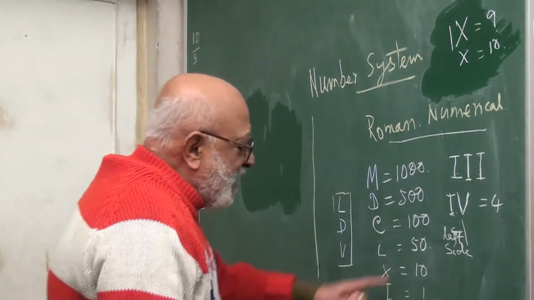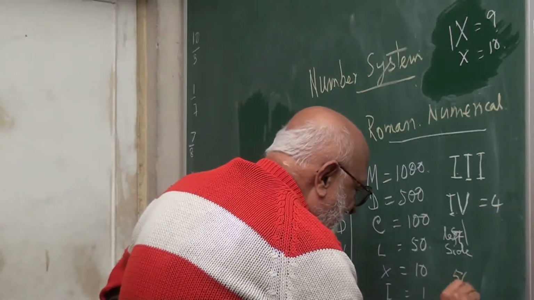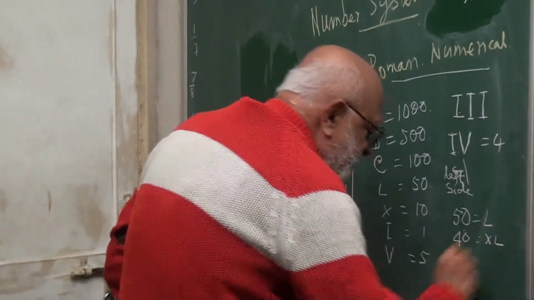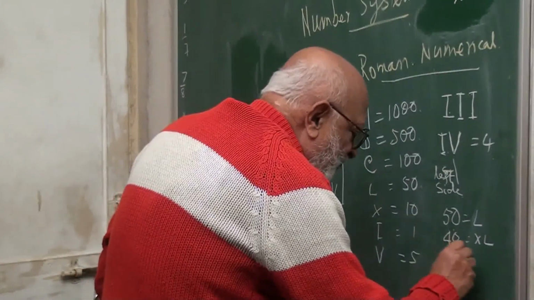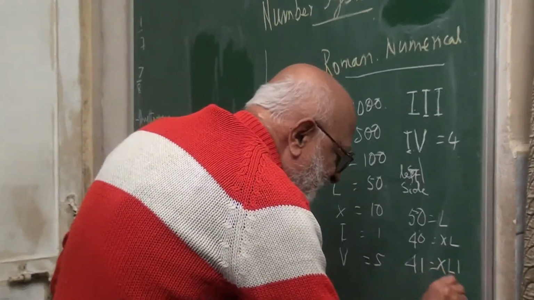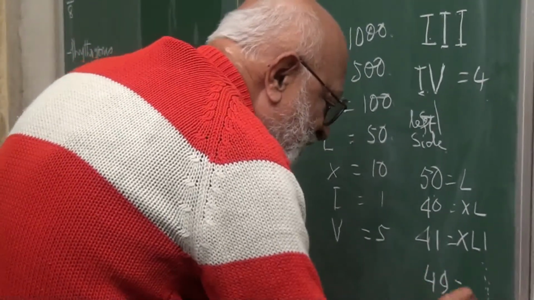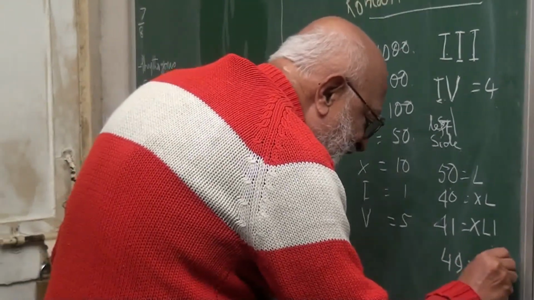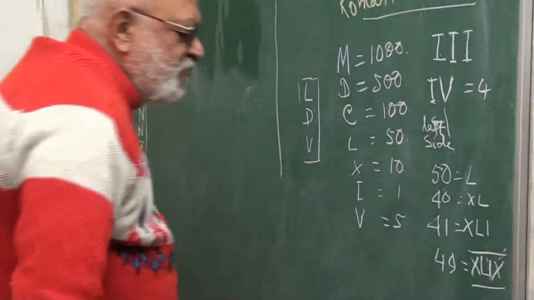When I come to 50, how do I write 50? I will write it as L. 40 I will write as XL. 41, how do I write? I write XL and then I. You keep on continuing and go up to 49, which you write as XL and on this side it will be another IX. So you see how big this will continue.